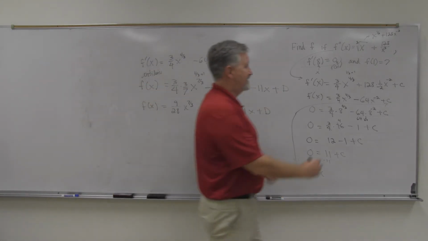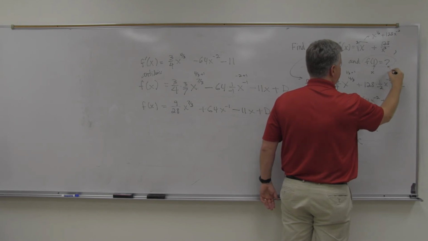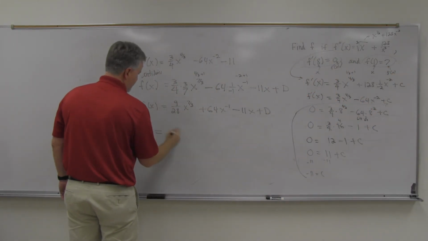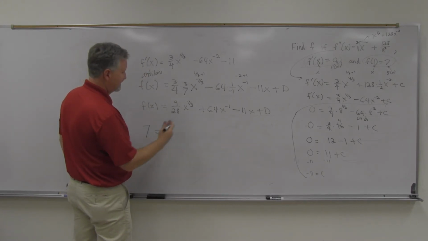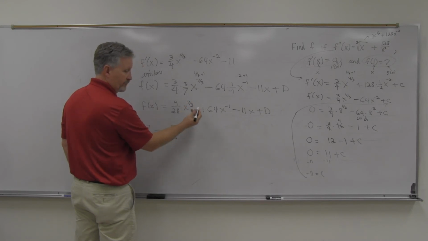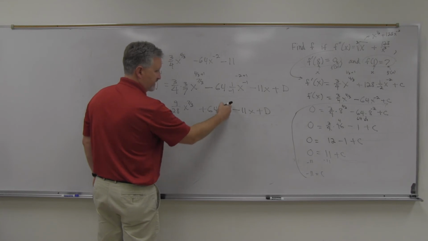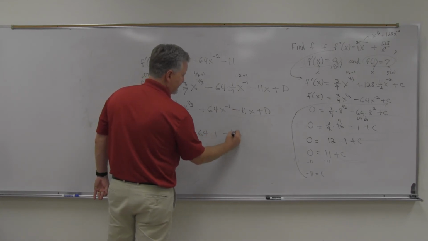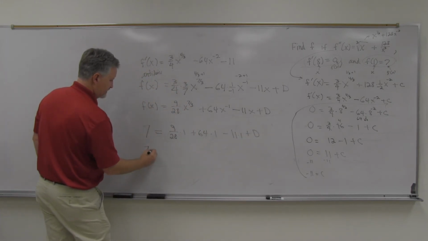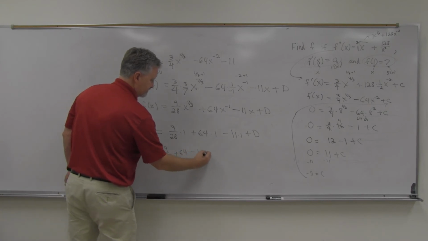But I've got f of 1 equals 7. So that would be x is 1, f of x is 7. What goes in? F of x is 7. And that was nice here. It said x is 1. So 1 to a power is 1. So that's going to be 1. 1 to the negative 1, that's going to be 1. 11 times 1. So I've got 7 equals 9/28 plus 64 minus 11 plus b.